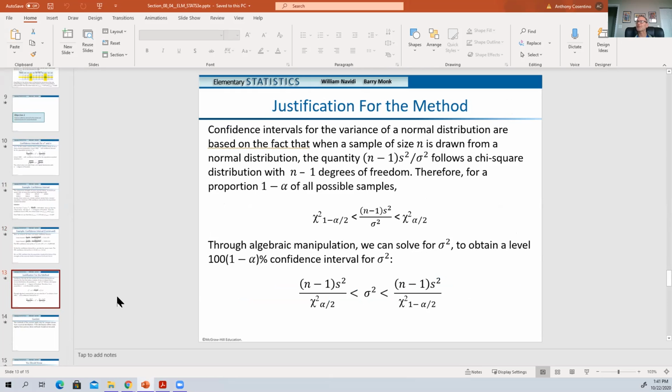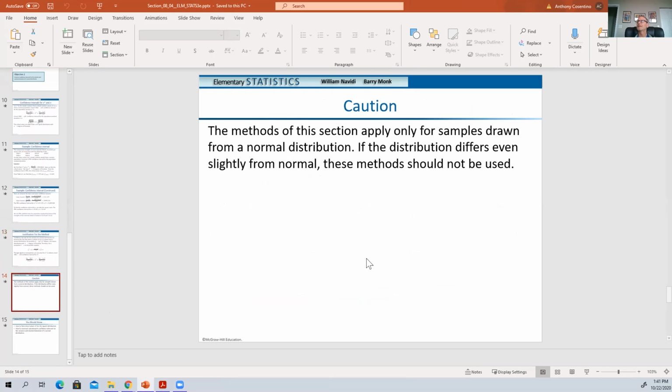This just talks about the justification method here, and this is super important. That was the slide I was looking for at the beginning. The method in this section only applies if the data is a normal distribution. And most of the time you don't know unless you have to do an analysis or you have a lot of data, so you can see what's going on, which is nice as well.